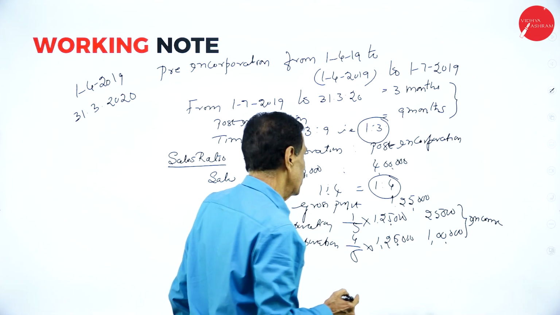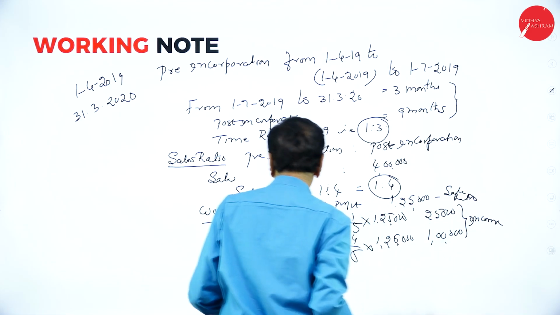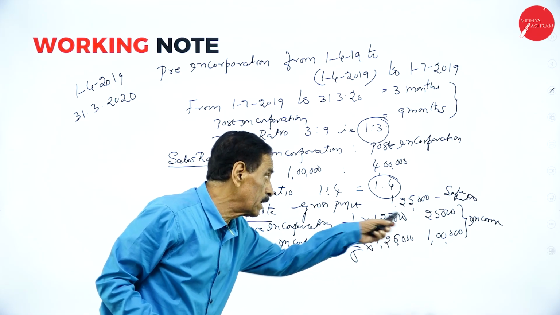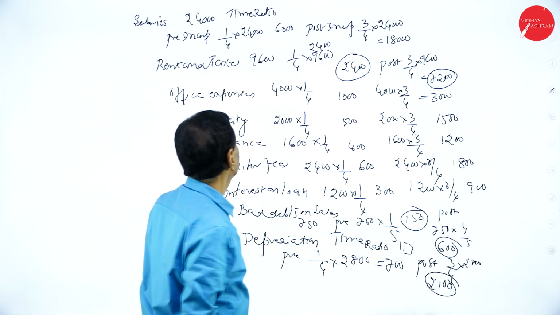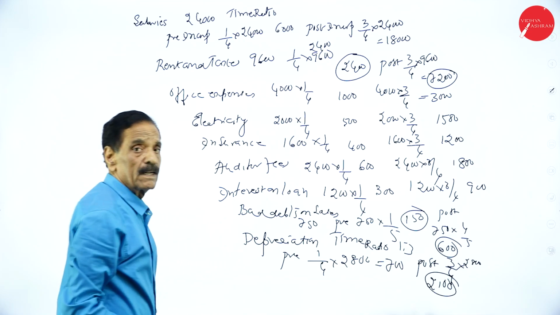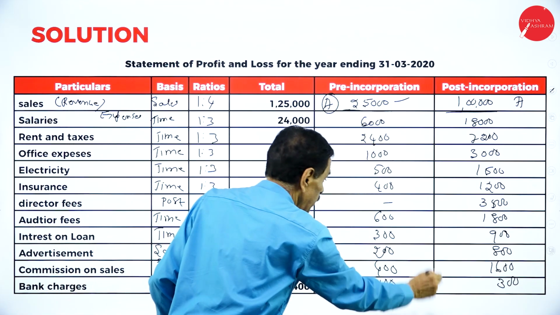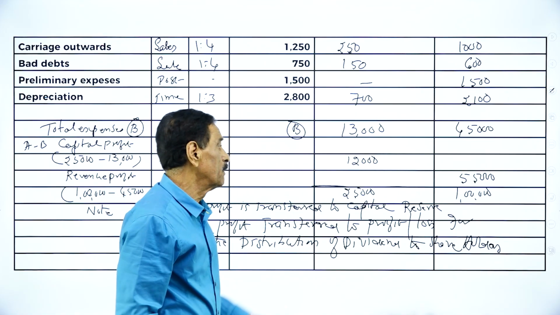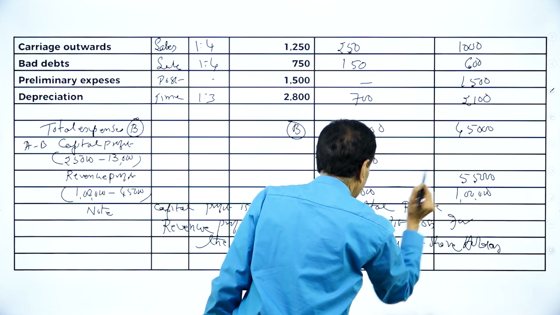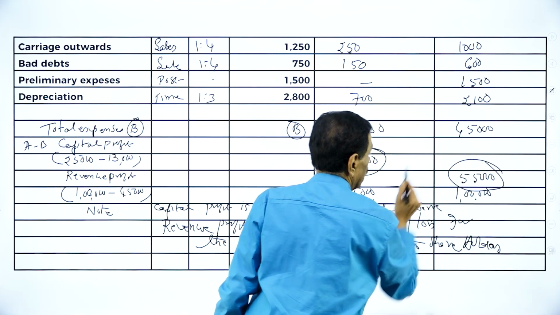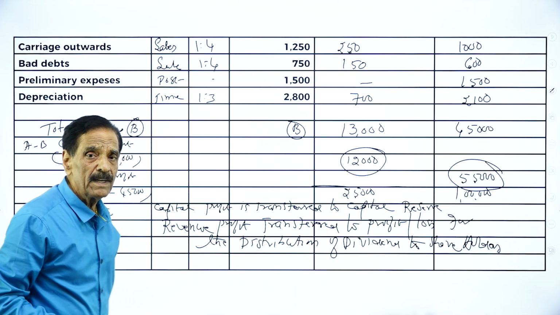Working out gross profit based on sales ratio. This is gross profit, 1,25,000. So pre-incorporation 1/5 of 1,25,000 is 25,000, and post-incorporation is 1 lakh. That has been put here. Then all expenses are divided in the time ratio, pre-incorporation and post-incorporation, and put into the format. This is your total expenses of pre- and post-incorporation, deducted out of the sales. This is your capital profit. This is your revenue profit. So capital profit will be transferred to capital reserve. Revenue profit will go to profit and loss account.